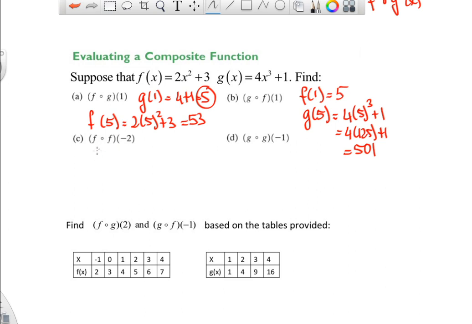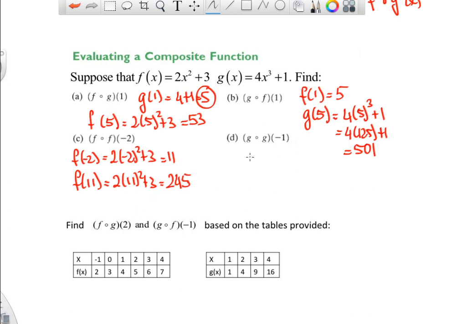You do the same thing with c. This is sort of weird, but you're going to put f into f, so this is f of f, so what value do you get at negative 2? So 2 times negative 2 squared plus 3, so that's 4, 2 times 4 is 8, plus 3 is 11. And now figure out what f of 11 would give you. So 2 times 11 squared plus 3, so that's 121 times 2 is 242, so that's 245.